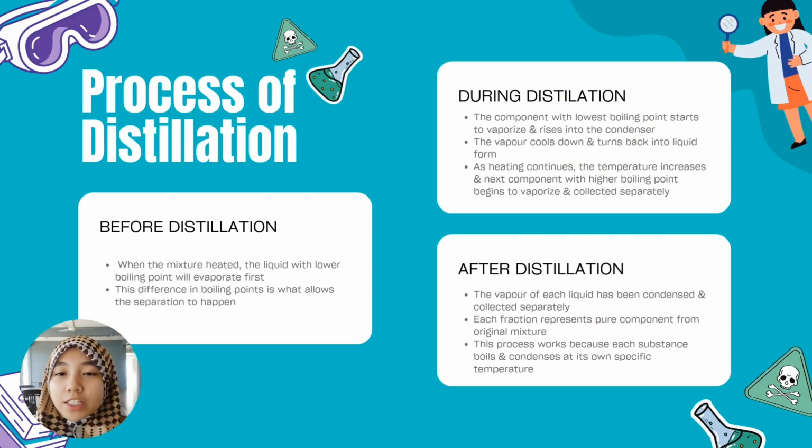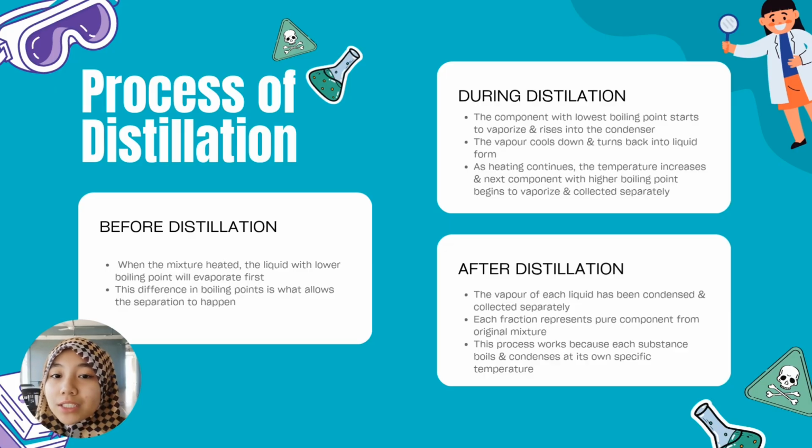For the process of distillation, before heating, both liquids were in the same container but had different boiling points. The setup was carefully arranged. The condenser, thermometer, and receiver flasks were connected properly, and the heating mantle was ready for use.